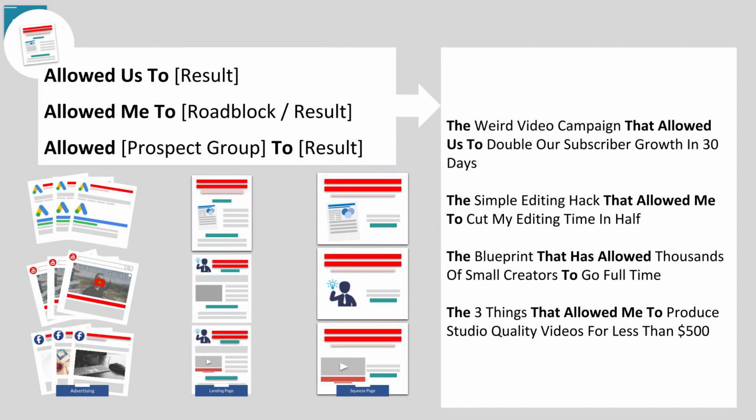Now, of course, if you've achieved the results, this headline formula is a lot easier to use. As you can see with the first one, the weird video campaign that allowed us to double our subscriber growth in 30 days, right? And of course, if you can add in and then a time frame, that's also a very great way to handle some objections. One of the most common ones being, it's going to take way too long, right? So as long as you can say 30 days or 90 days, obviously if it's going to be like 120 or a year, you probably don't want to include a time frame in your headline formula.